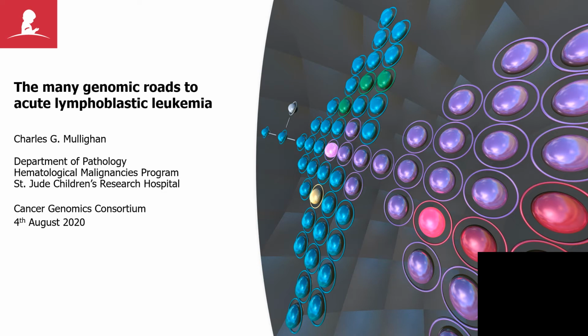Hello, my name is Charles Mulligan from the Department of Pathology at St Jude Children's Research Hospital. I thank the organisers for the invitation to present at this symposium, and I'm pleased to give this talk entitled The Many Genomic Roads to Acute Lymphoblastic Leukemia.